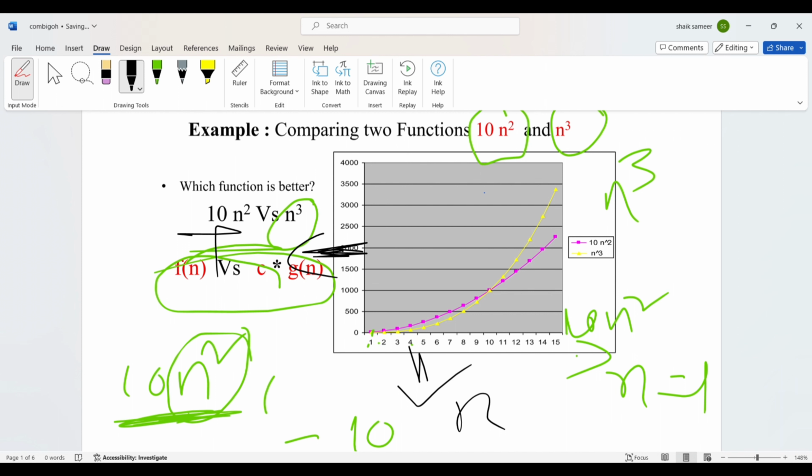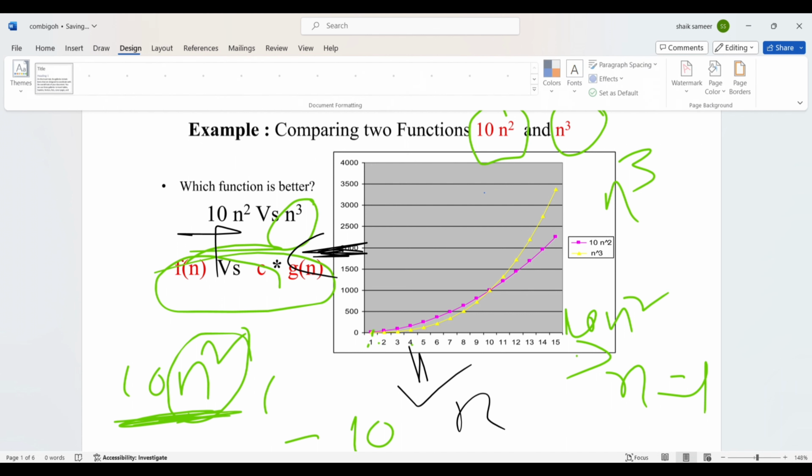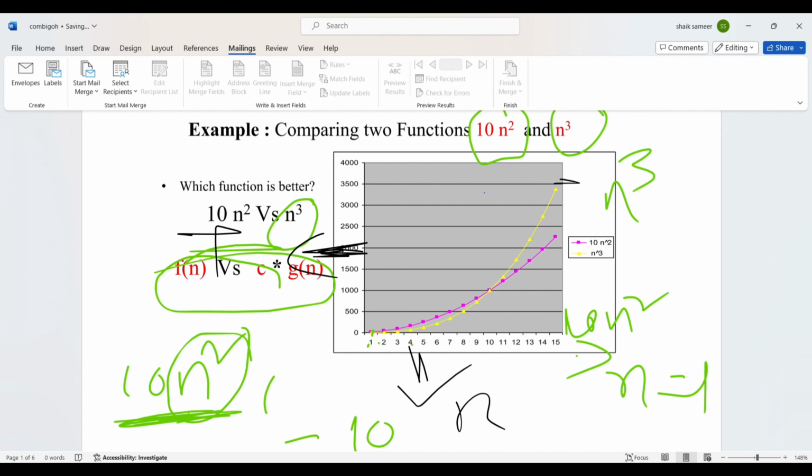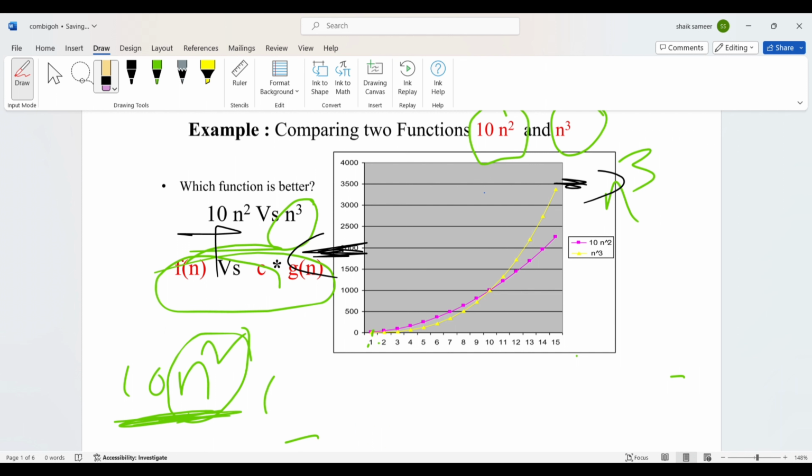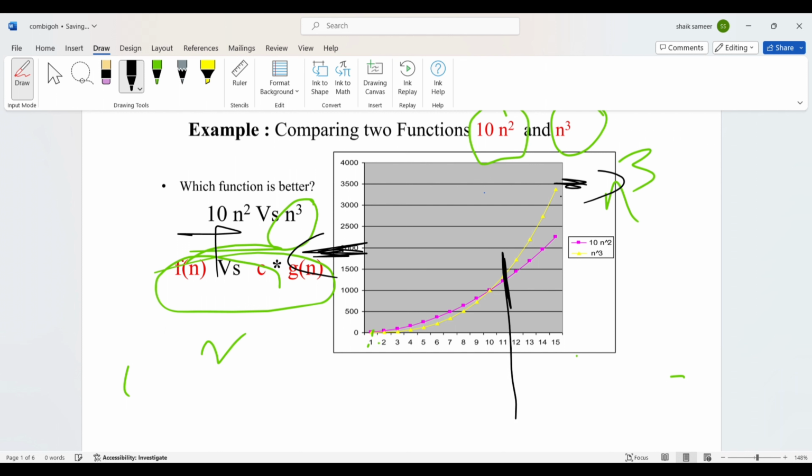When you draw the graph, 10n square is on top at first. Sorry, n cube is on top of this 10n square. Okay, so I am going to teach another point now. Observe this graph once again carefully. So n cube is on top of 10n square from this point.